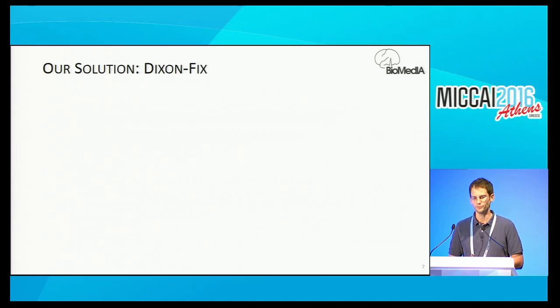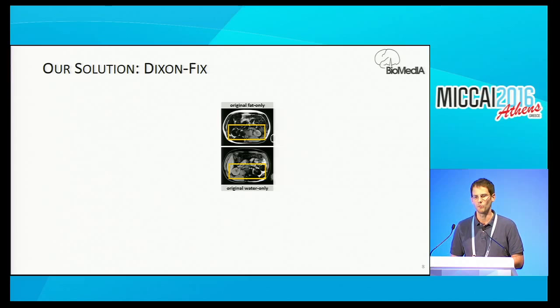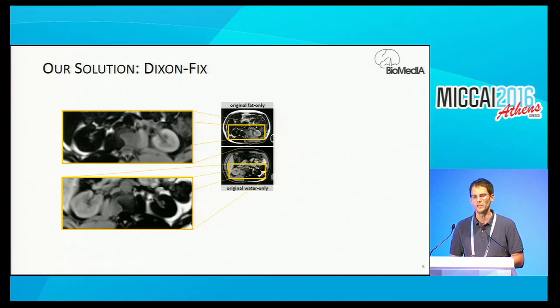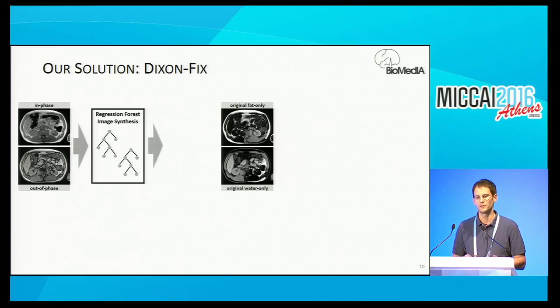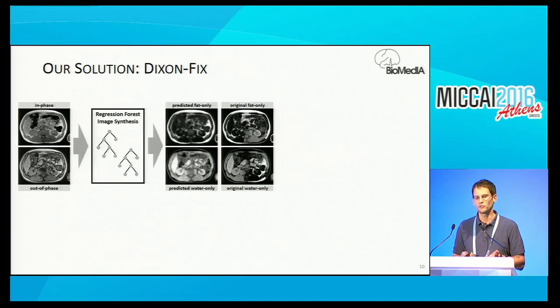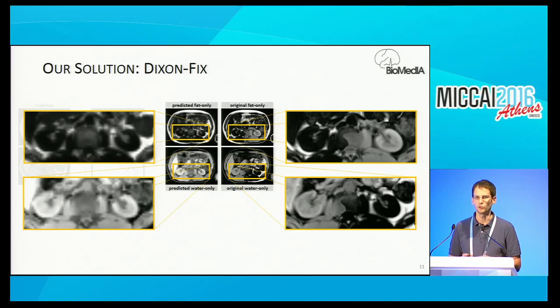So how can we correct fat water swaps? Our solution to this is Dixon Fix, which looks at the fat and water only images. And here, as we can see, there is a fat water swap present for the left and the right kidney. We take the original in-phase and out-of-phase images as an input, and then we use a regression method to predict swap-free fat and water-only images. Now, these predictions on their own are not directly useful because they are low quality, they don't show great details, and in the end they are synthesized images.